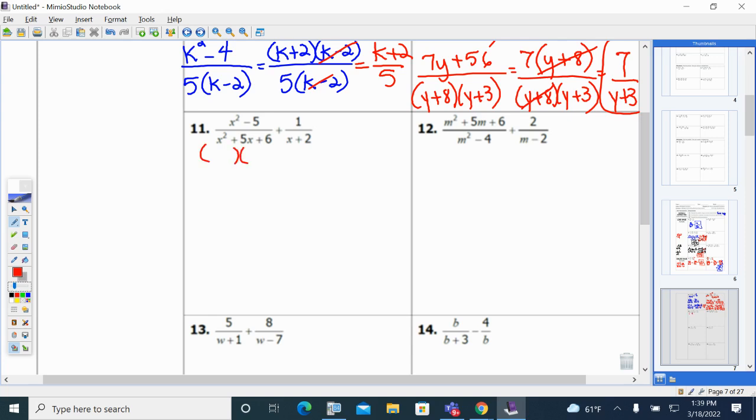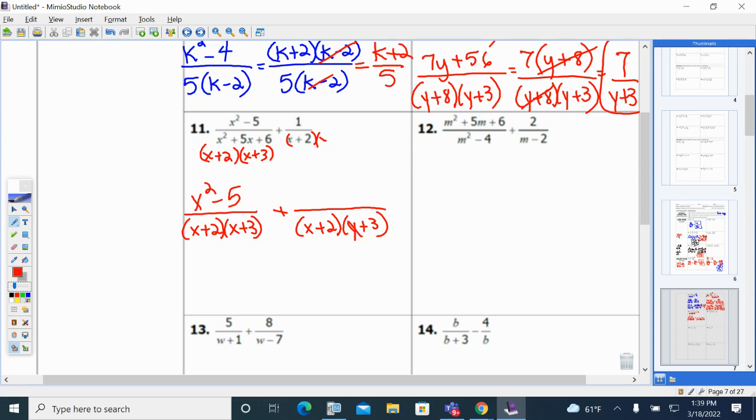So on that first fraction, it's going to factor into x plus 2 times x plus 3. Now when I compare the two denominators, I can easily see that my common denominator is x plus 2 and x plus 3. And the first fraction is not going to change. So it's going to stay x squared minus 5. The second fraction needs to multiply by the x plus 3 in both the top and the bottom. 1 times x plus 3 is just x plus 3.